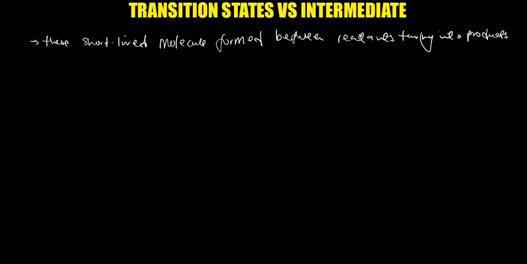For example, let me give a general mechanism of a reaction. Let's say I have chlorine plus hydrogen turning into 2 HCl, the hydrochloric acid. Now I will say this reaction involves some steps, what we call a series of steps.